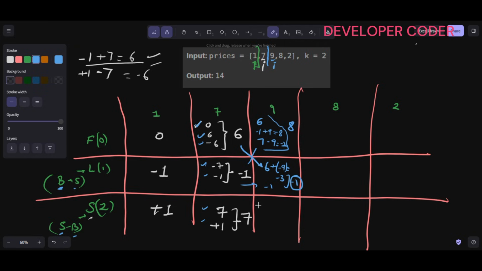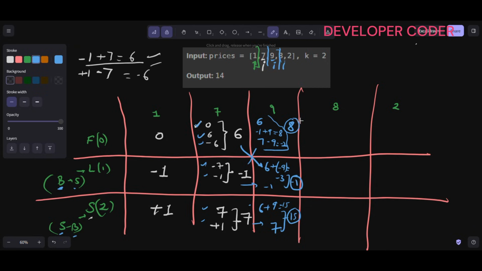Same way here, this is short, so maybe I remain in the short, so I will get 7 here. Or from flat I can go to short, so flat is 6. Now I can go to the short if I sell at 9. Sell means gaining the money. 6 plus 9, 15. I am going to get 15. So 15 is the output here. Clear? And here 8.